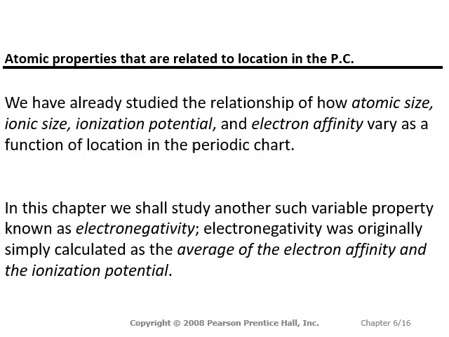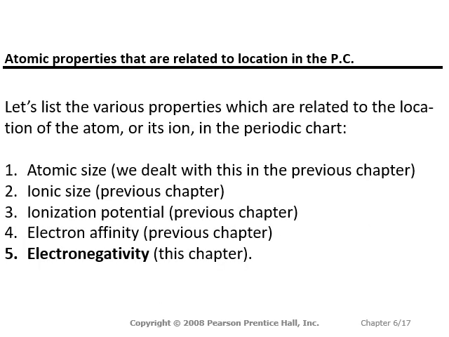Next slide. So periodic trends we studied in Chapter 7. We talked about the ionization potential and the electron affinity and the atomic size. So the only one that we didn't talk about was the electronegativity. We mentioned it briefly. I've listed at the very bottom of the slide, it says electronegativity was originally simply calculated as the average of the electron affinity and the ionization potential. Next slide.